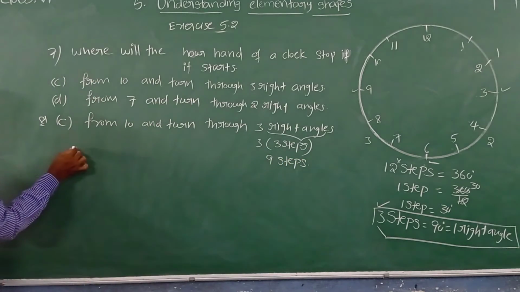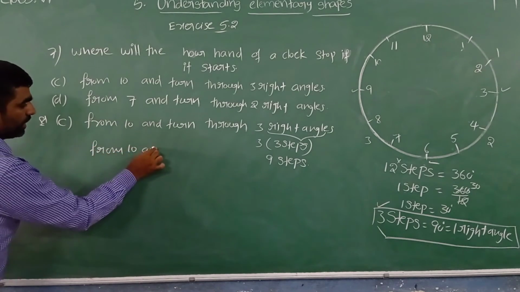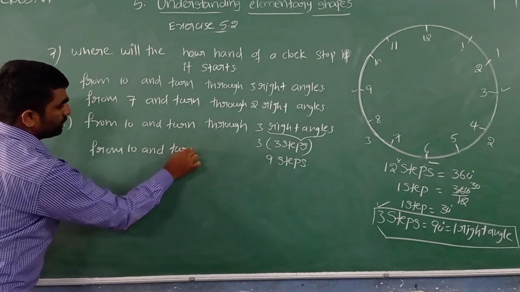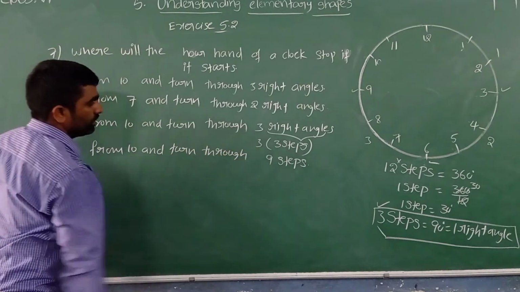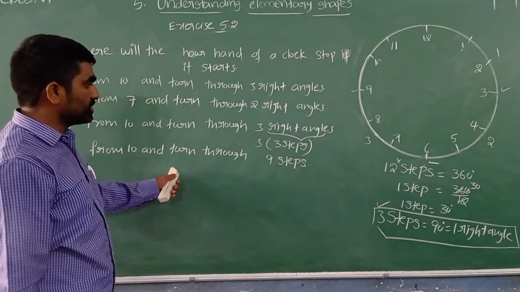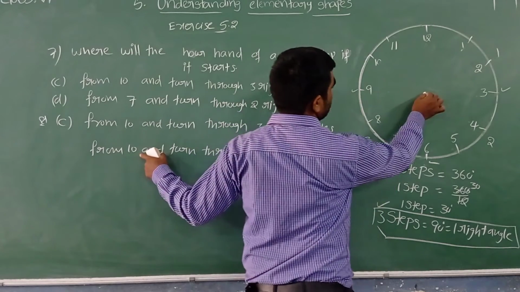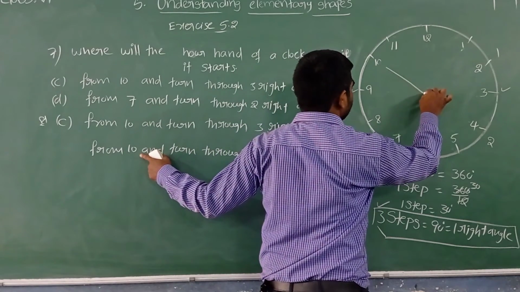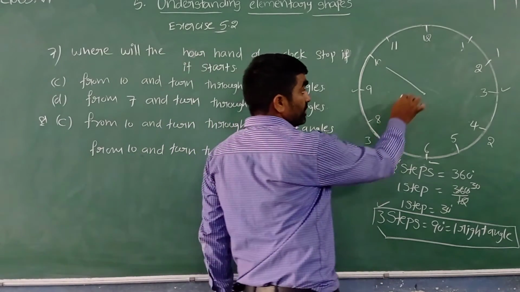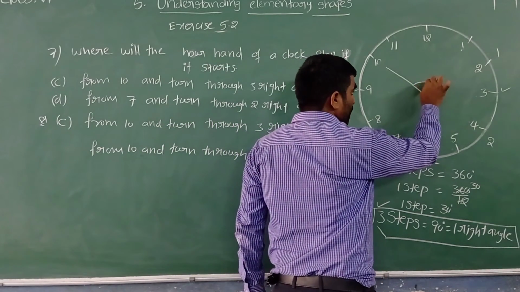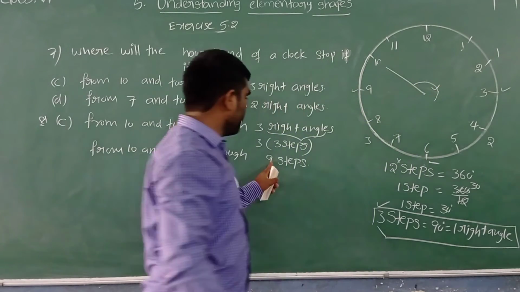Start from 10. So what is the meaning of that? We can write, start from 10 and turn through 9 steps. How many steps? 9 steps. Now let us start from 10. Yes, we will start from 10 and turn 9 steps. In which direction do we need to turn? We need to turn clockwise. Yes, we have to turn clockwise, 9 steps.